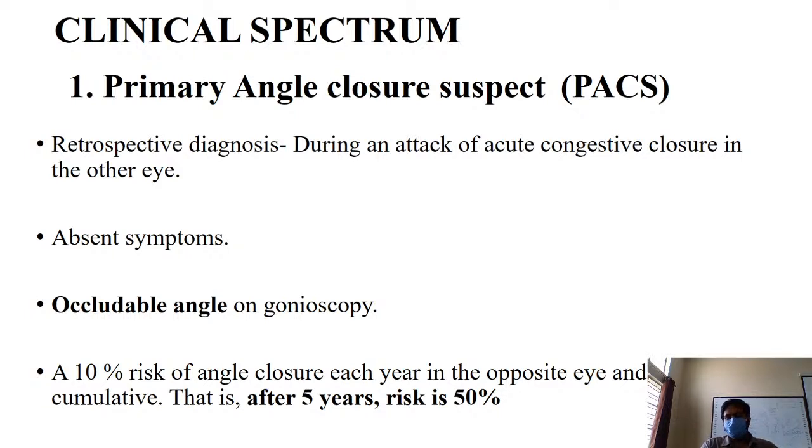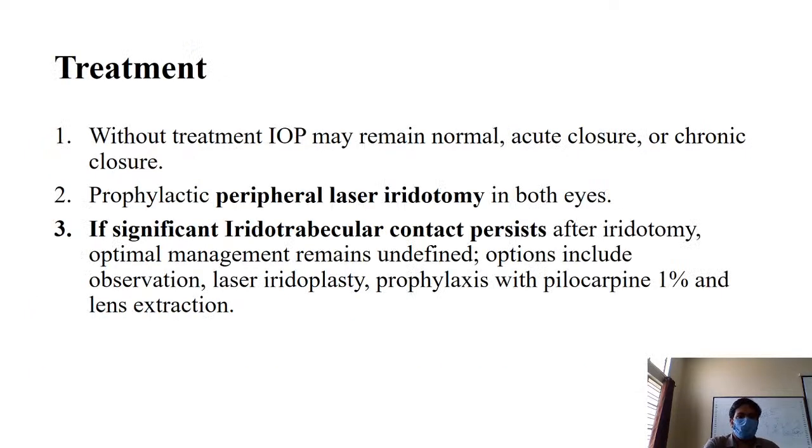So coming to the clinical spectrum of these patients, in cases of primary angle closure suspect, it is a retrospective diagnosis. That is, there are no symptoms, and during an attack the patient may have symptoms of the congestive angle, and the angle is occludable on gonioscopy. So how do you treat such angles? Without treatment, IOP may remain normal. The patient may go to acute or chronic closures.